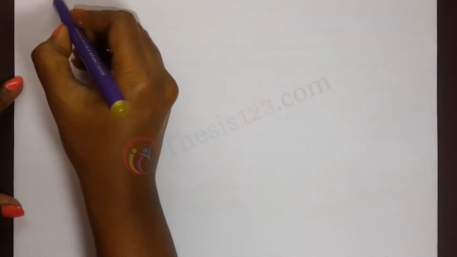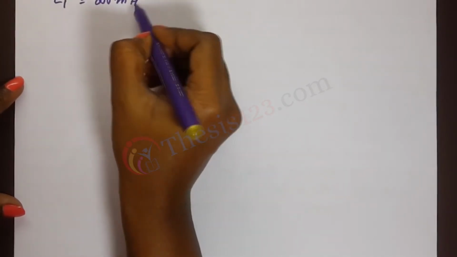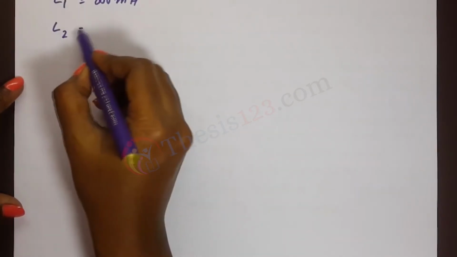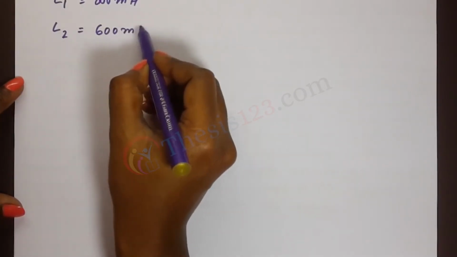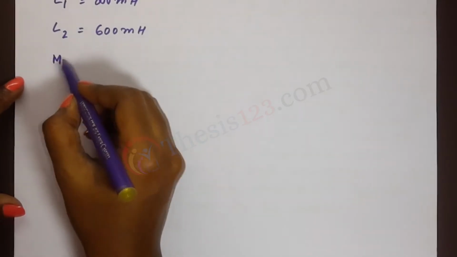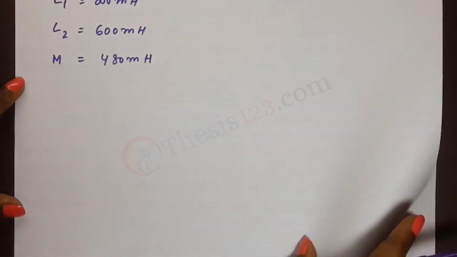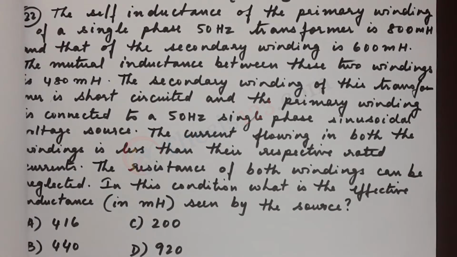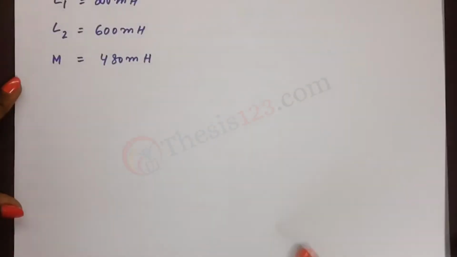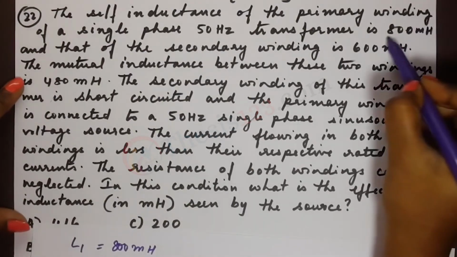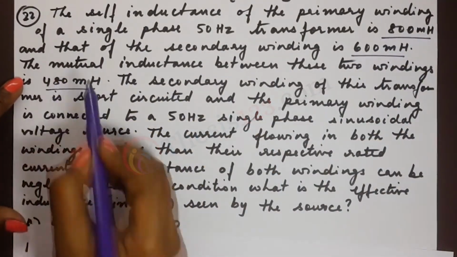So we have inductance L1 as 800 millihenry. We have inductance L2 given to us as 600 millihenry. And the mutual inductance M is 480 millihenry. That's what's given to us. The self-inductance of the primary winding is 800, the secondary winding is 600, and the mutual inductance is 480 millihenry. So we have three values given to us.